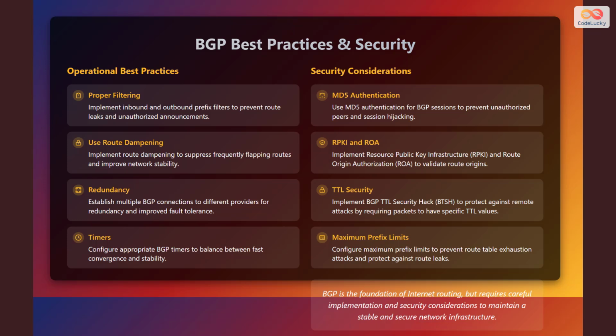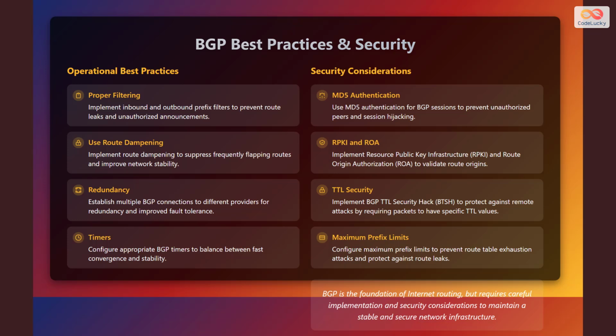Some operational best practices are to implement proper filtering with inbound and outbound prefix filters to prevent route leaks and unauthorized announcements. Use route dampening to suppress frequently flapping routes and improve network stability. Establish multiple BGP connections to different providers for redundancy and improved fault tolerance. Configure appropriate BGP timers to balance between fast convergence and stability.